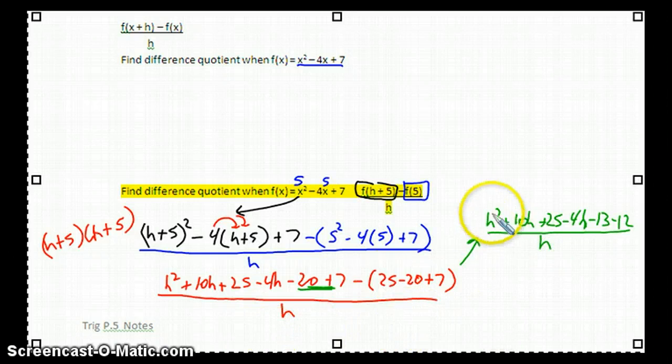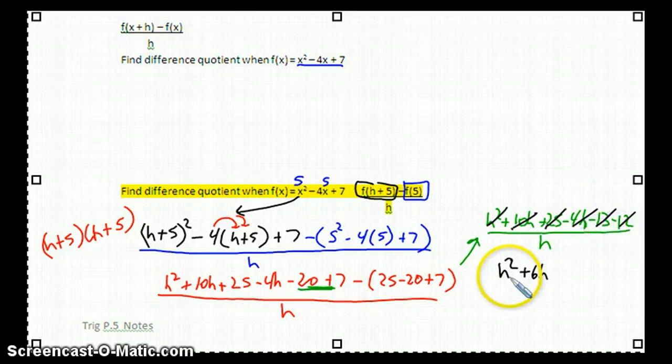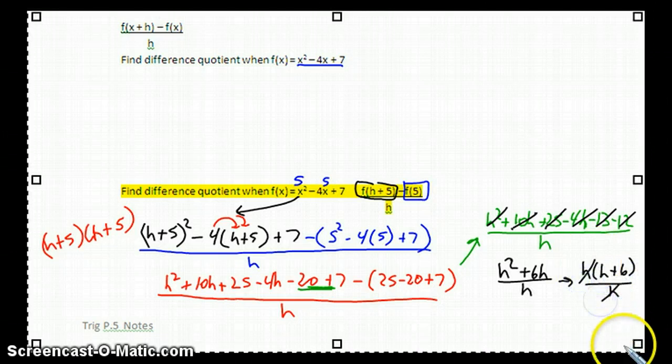So now if we combine like terms, start off with the h squared. I don't have any more of those. 10h minus 4h's would make a positive 6h. And 25 minus 13 minus 12 is 0. They cancel each other out. So if we factor out an h in the numerator, the h's in the numerator and the denominator would cancel out and I'd get an h plus 6. That's my final answer.